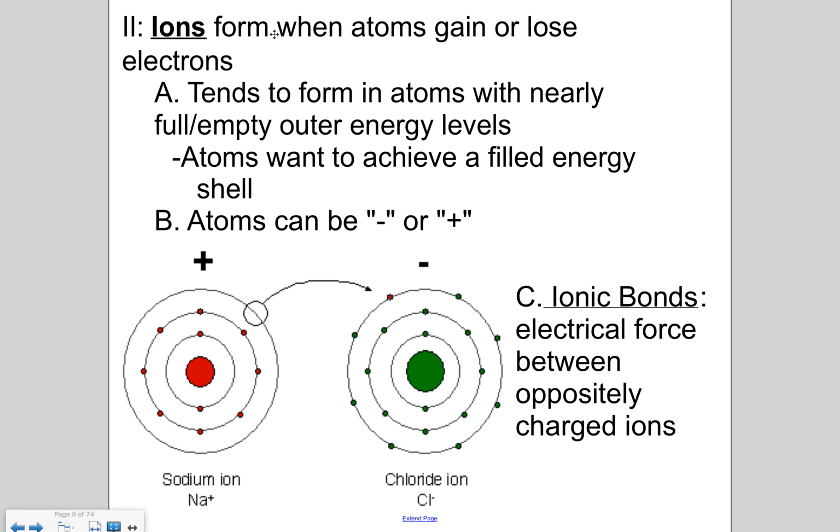All right, here we go. Moving on to ions. So what are ions? Ions are atoms that have a charge. It could be a negative charge or a positive charge. They form when atoms gain or lose electrons.